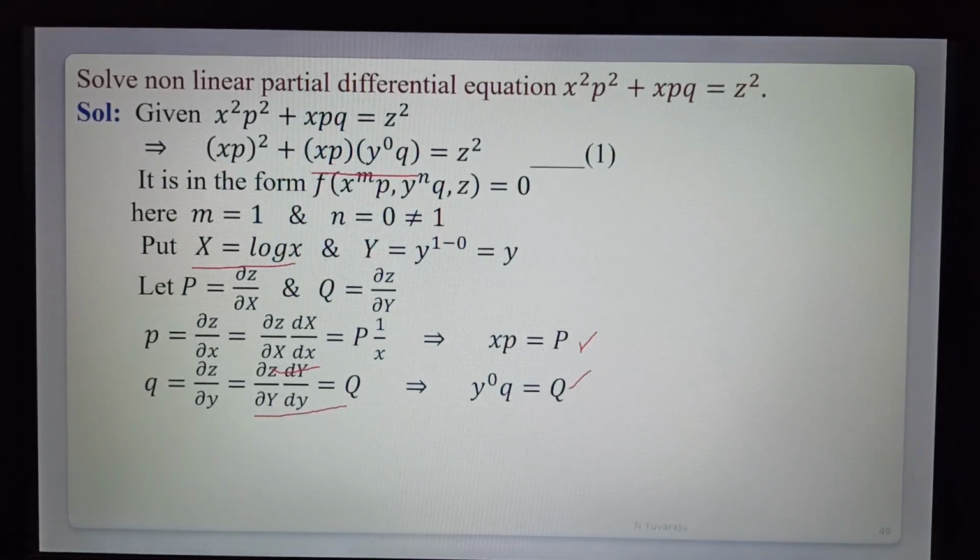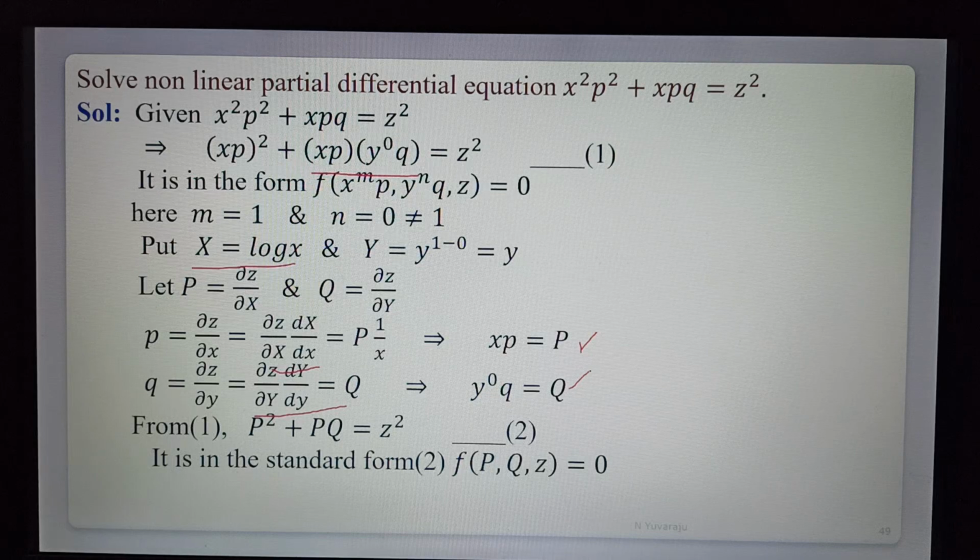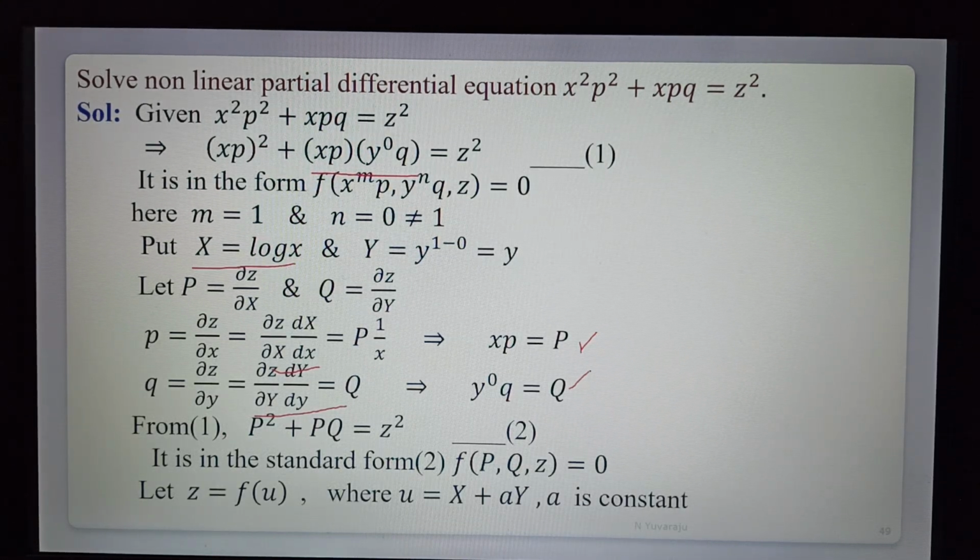Substituting in equation 1, xp is equal to capital P, so we get P squared plus P into Q is equal to z squared. This is the standard form 2, a function of p, q, z equal to 0. Now substituting z is equal to f of u, where u is equal to capital X plus a capital Y, and a is a constant. Continuing the same procedure, now eliminating capital P and capital Q, we differentiate equation 2 with respect to X and Y.